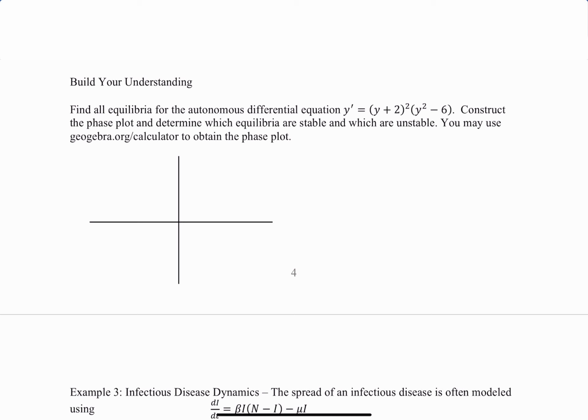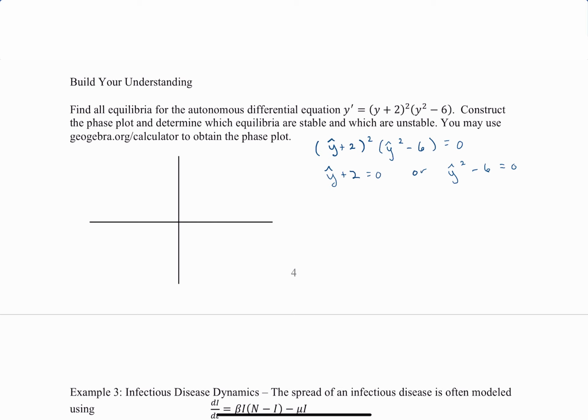To find equilibrium solutions, we're going to take the formula for our derivative, our y prime, and set it equal to 0. And I'm calling the y's y hats because that's our notation for equilibrium solutions. So either y hat plus 2 equals 0, or y hat squared minus 6 equals 0.